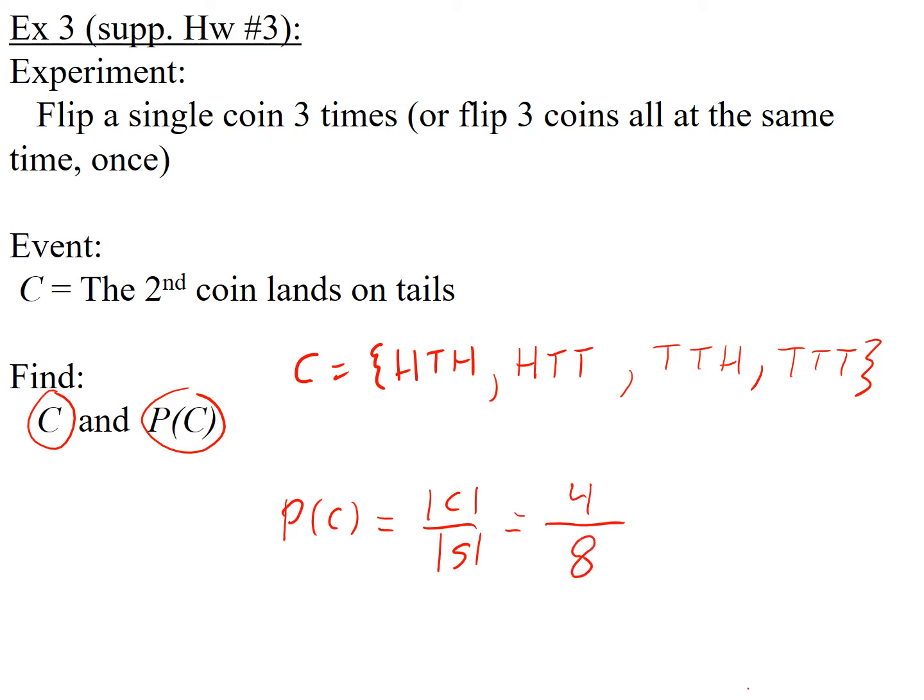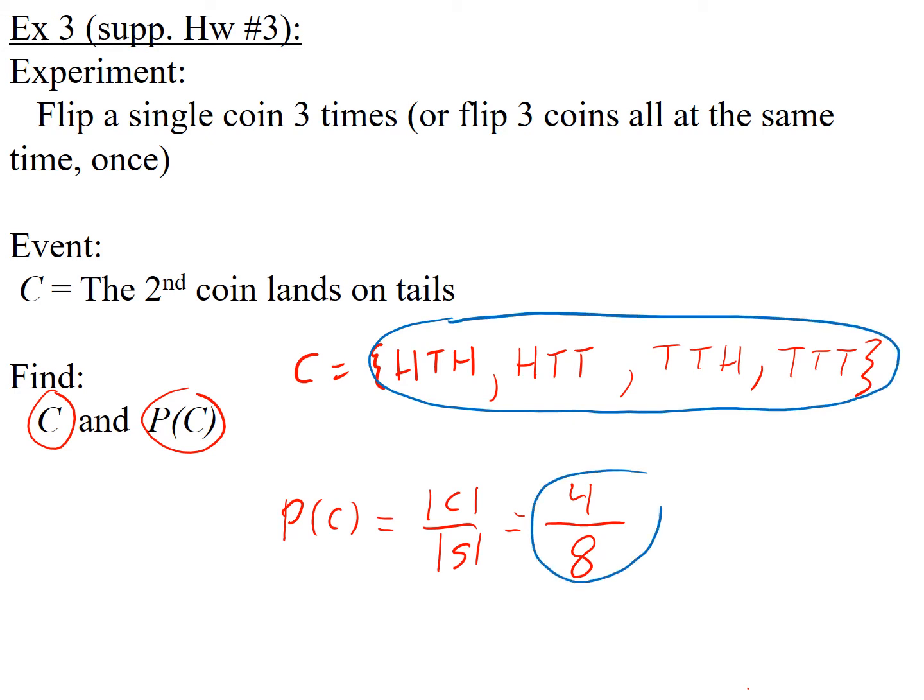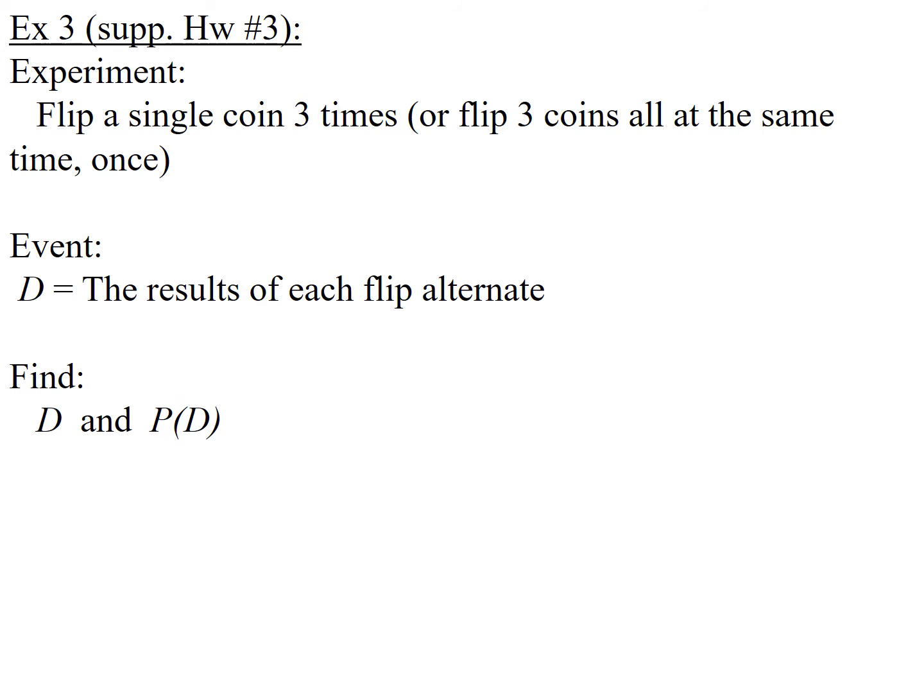Okay, so once again, there's the answer for the event. If I ask you to find C, there's the answer. If I ask you to find the probability of C, there's the answer. Okay, we got one more, I think. All right, so this is the last one in example 3.